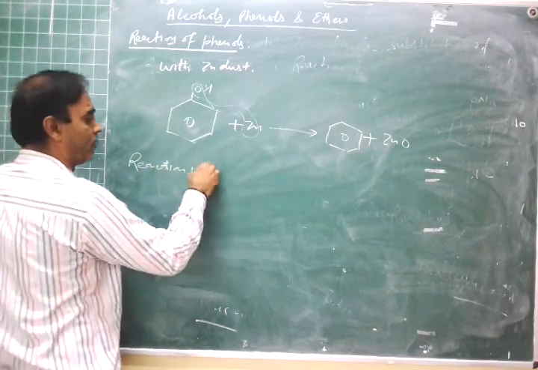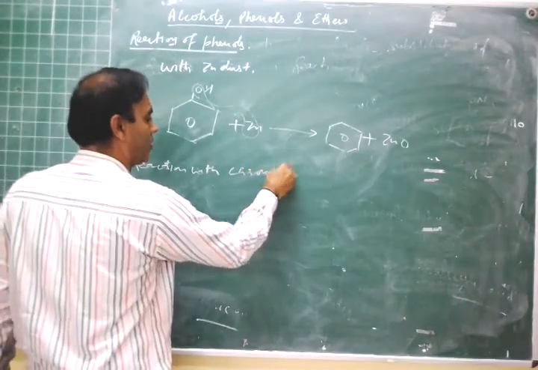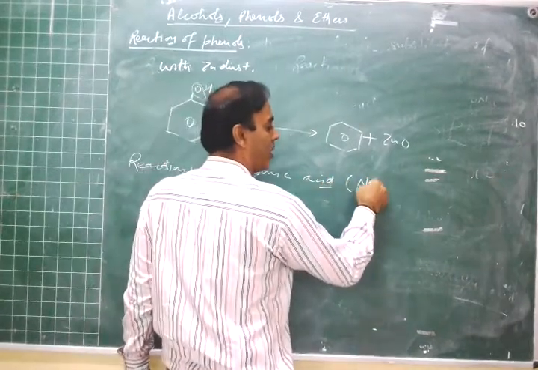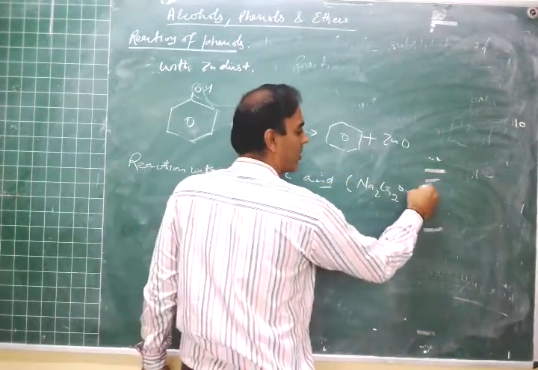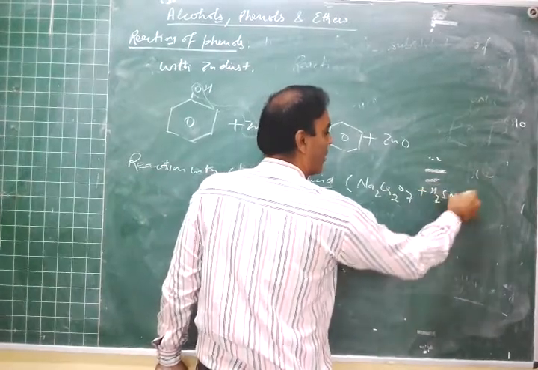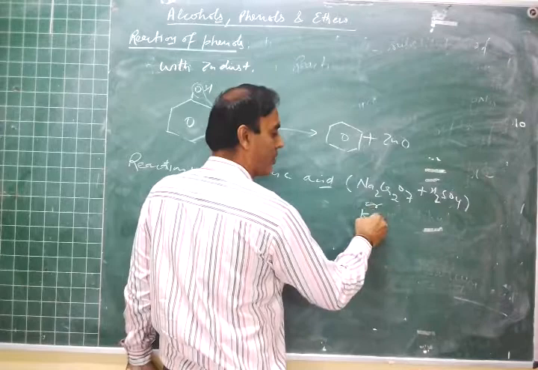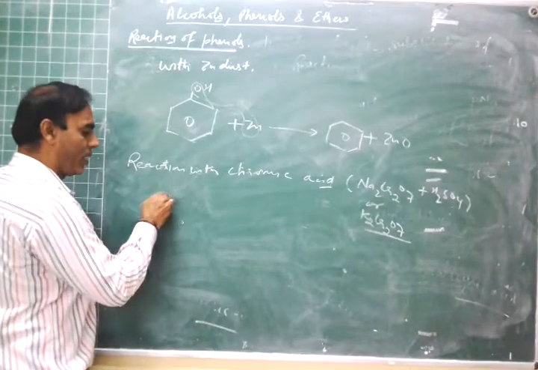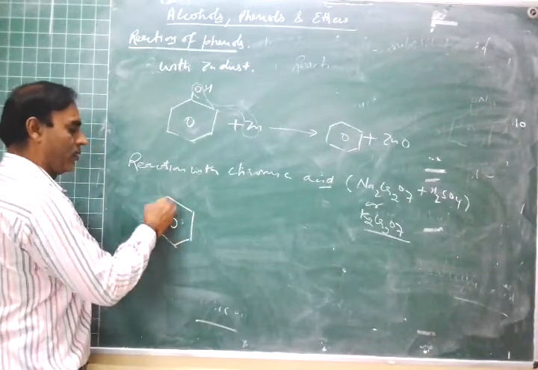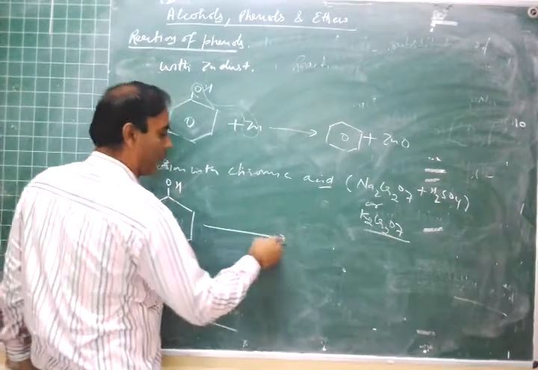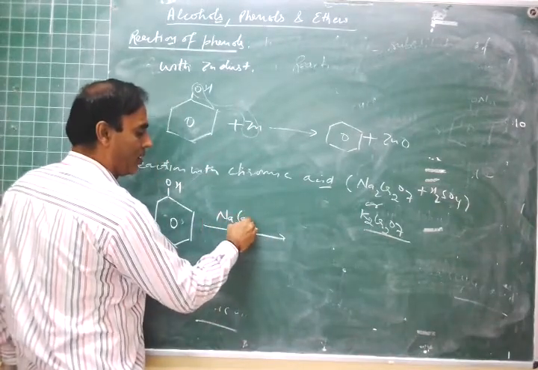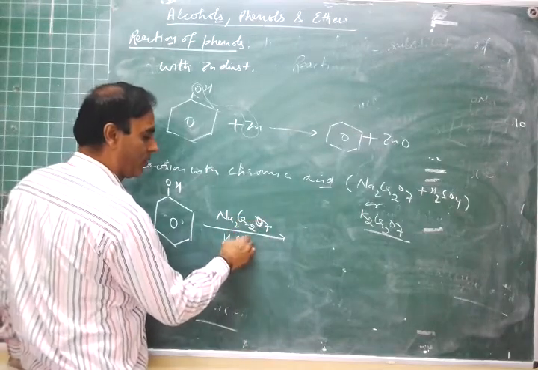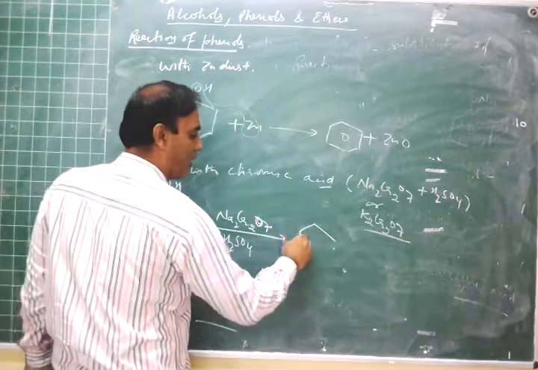Reaction with chromic acid. Chromic acid means a mixture of sodium dichromate plus H2SO4. Now in place of sodium dichromate we can take potassium dichromate also, right? So what kind of product is formed? Here you write sodium dichromate, Na2Cr2O7, and here H2SO4, and then you will get diketone.